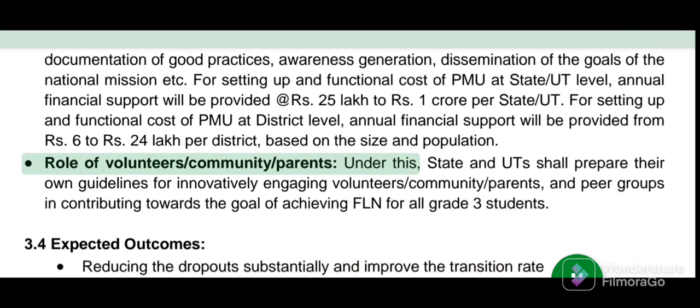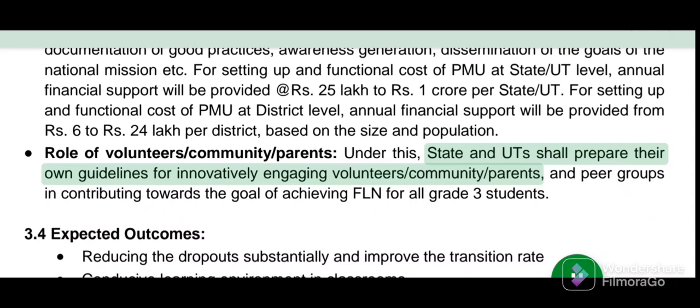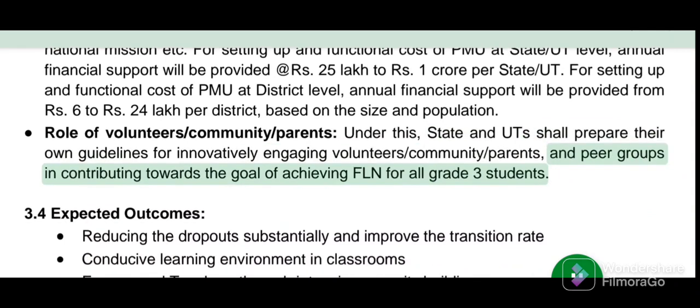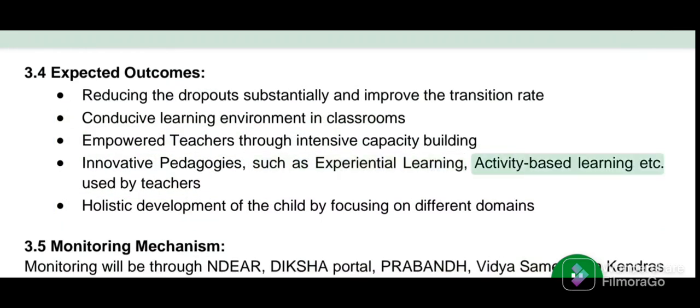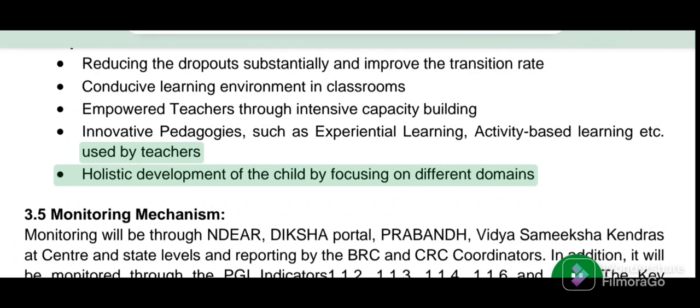Role of volunteers, community, parents. Under this, states and UTs shall prepare their own guidelines for innovatively engaging volunteers, community, parents, and peer groups in contributing towards the goal of achieving FLN for all Grade 3 students. 3.4 Expected outcomes: reducing the dropouts substantially and improving the transition rate, conducive learning environment in classrooms, empowered teachers through intensive capacity building, innovative pedagogies, such as experiential learning, activity-based learning, etc. used by teachers, holistic development of the child by focusing on different domains.